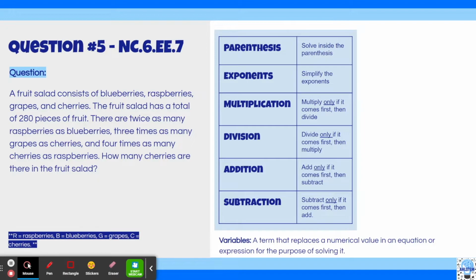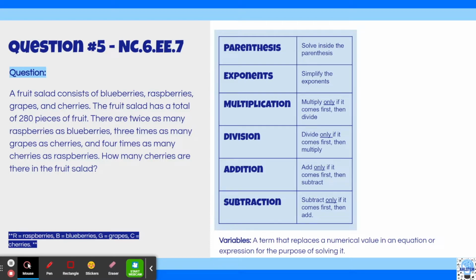Okay, so for our 5th problem, a fruit salad consists of blueberries, raspberries, grapes, and cherries. The fruit salad has a total of 280 pieces of fruit. There are twice as many raspberries as blueberries, and there are 3 times as many grapes as cherries, and 4 times as many cherries as raspberries. How many cherries are there in the fruit salad?